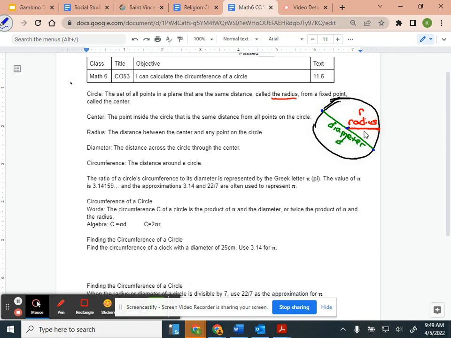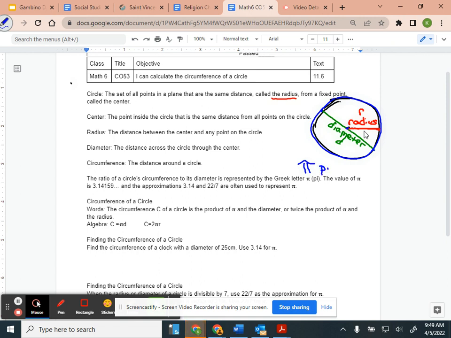So the circumference of a circle is the area around the circle. So for a square, rectangle, triangle, we called it the perimeter, going around the outside. For a circle, we call it the circumference. It's the area around the outside. So it's the distance going around the circle. The ratio of a circle's circumference to its diameter is represented by the Greek letter pi.